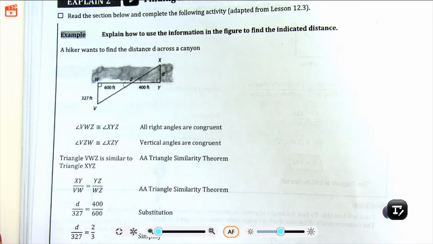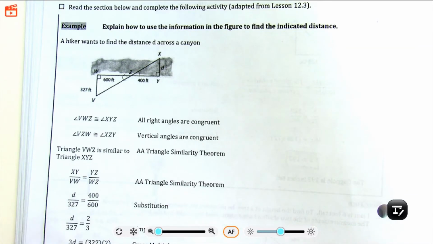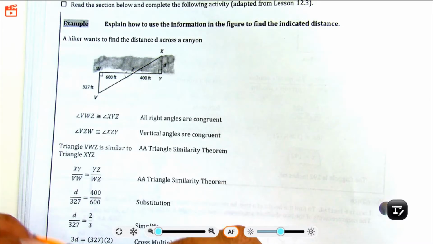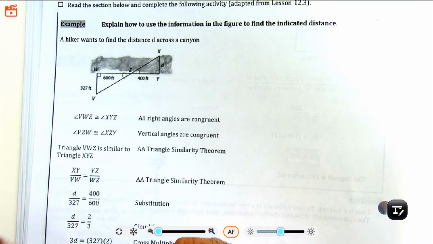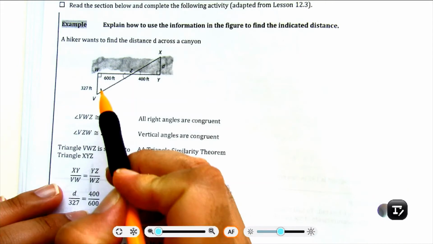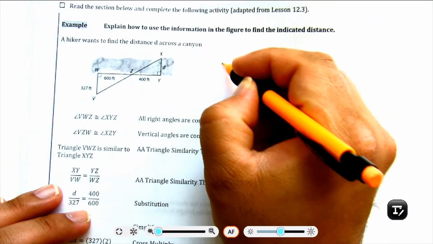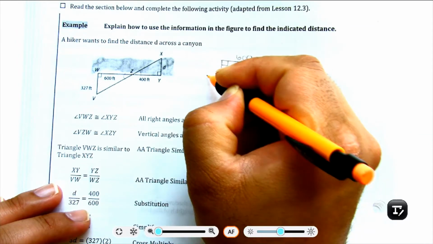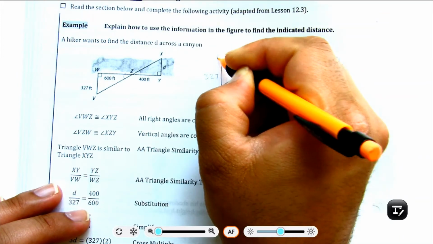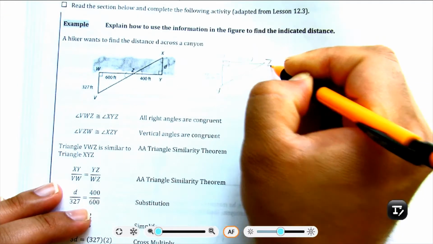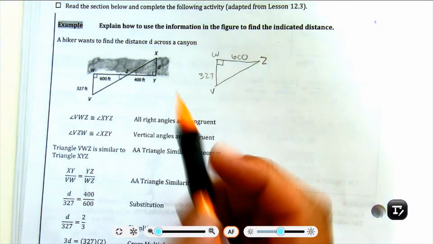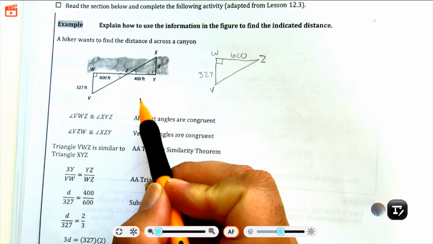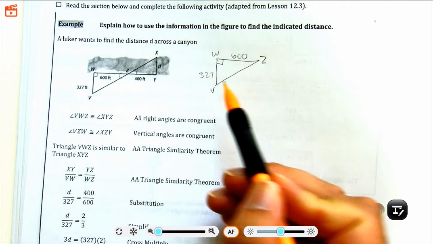Next, how do we create our proportion if the triangles look like this? One thing I like to do is make the triangles look the same or be in the same direction. So let's say I'm going to leave this triangle alone. Let me draw that triangle on the side. So this is 600, this is 327, this is W, V, Z. So that one didn't change. This one though, I'm going to flip it upside down and then flip it so that it's in the same position.